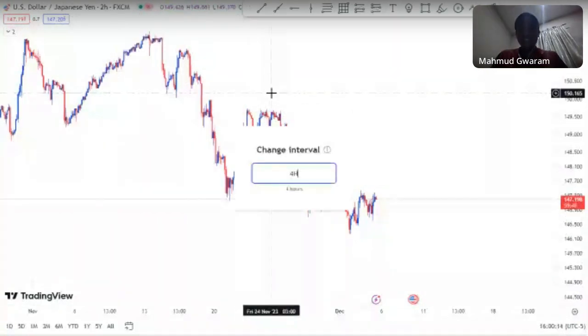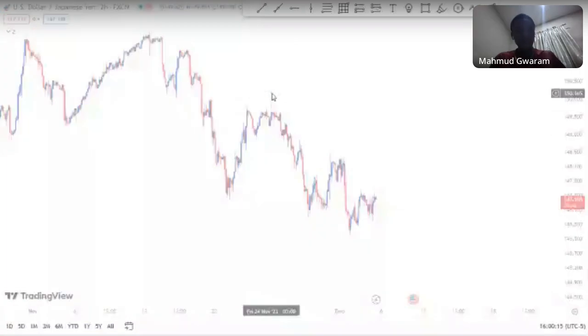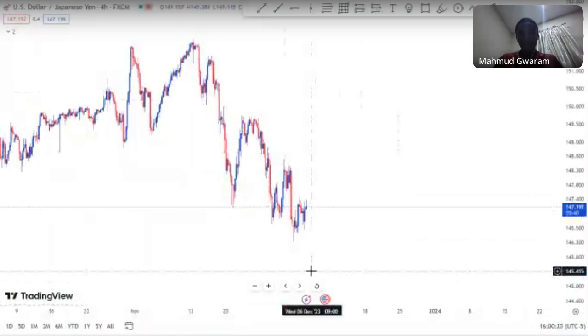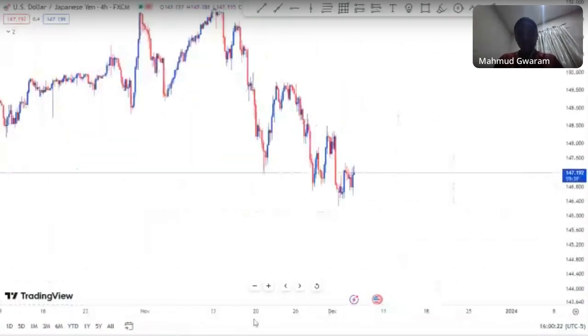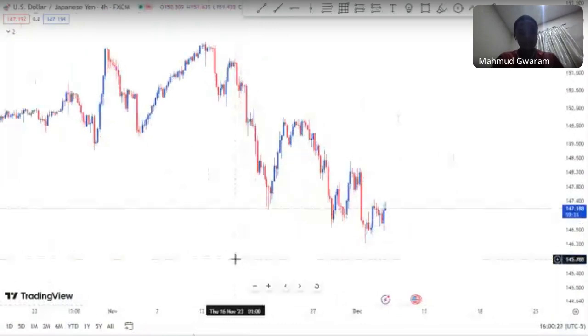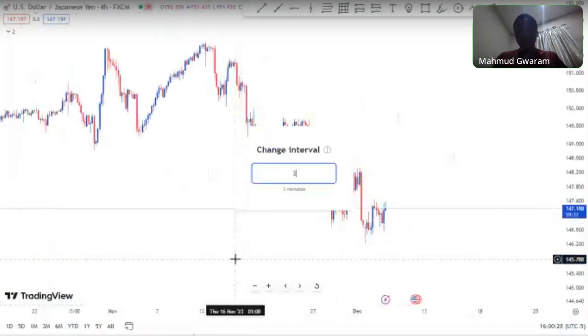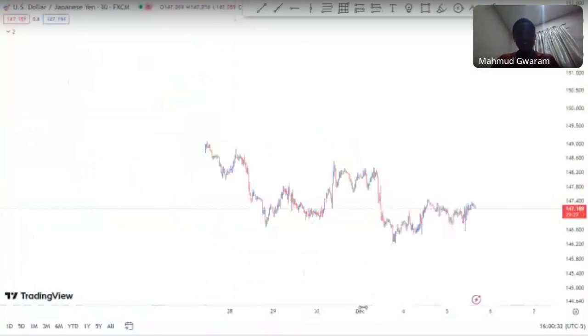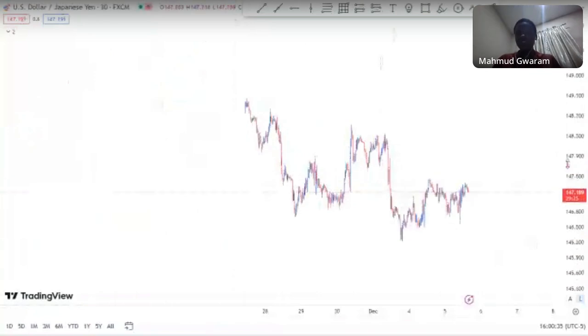Maybe I go to 4 hours. Let's see what the market is doing in 4 hours. The market is still going short too. I want to go short, but it's still not clear. I still have to change my time frame. Let's go to 30 minutes and see. All right, this is a little bit better.